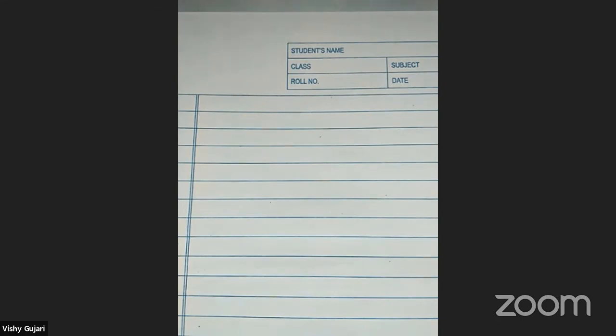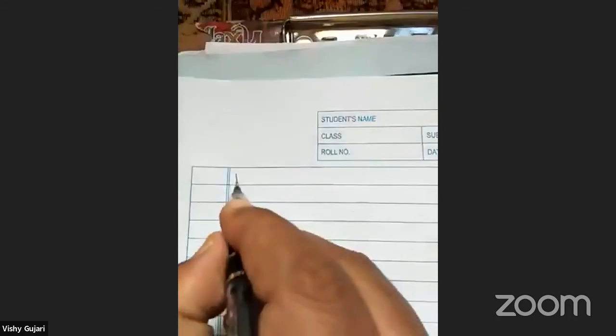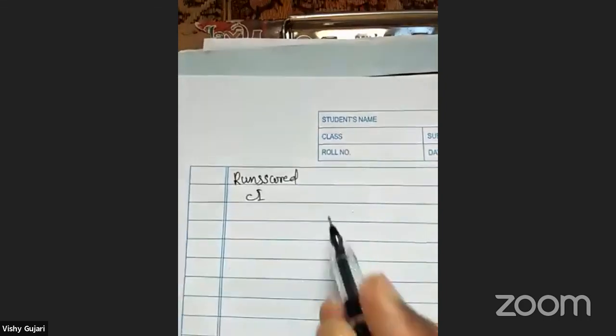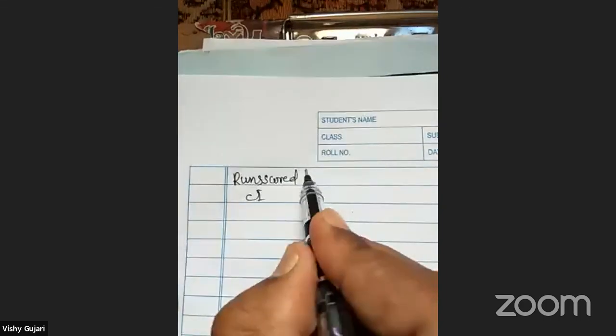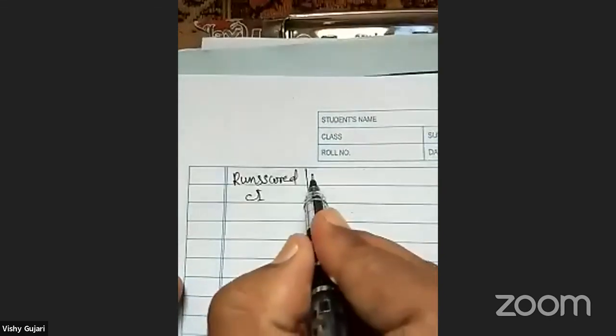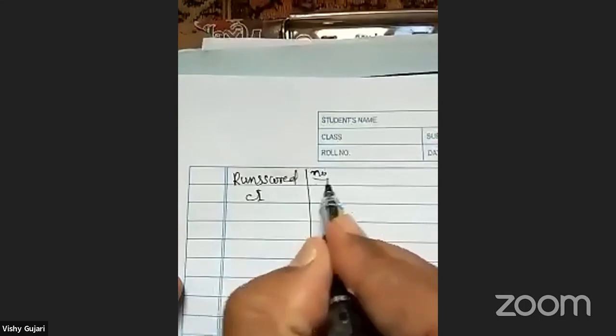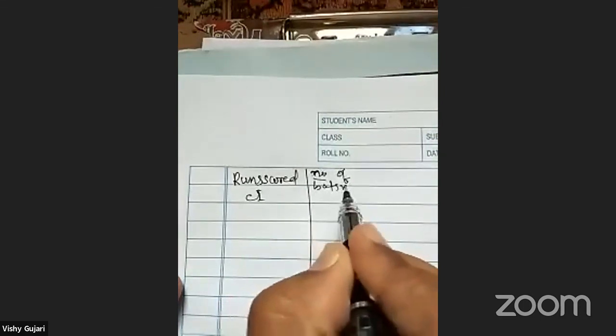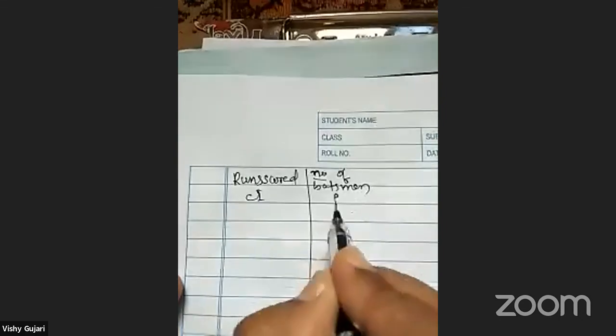Now, runs scored is taken as CI and number of batsmen is taken as F.